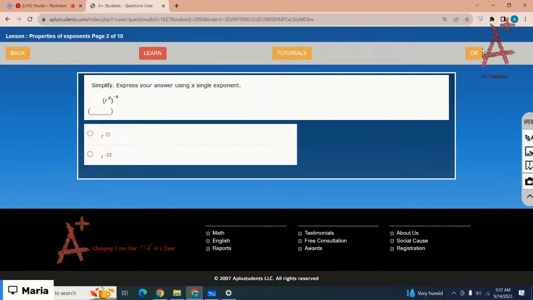The second one is r exponent 8, exponent negative 9. So again, you have to apply the power rule here. You have to multiply both the exponents. So 8 times negative 9, negative 9 times 8 is negative 72, right? So option number 2 is the correct option. Very good.